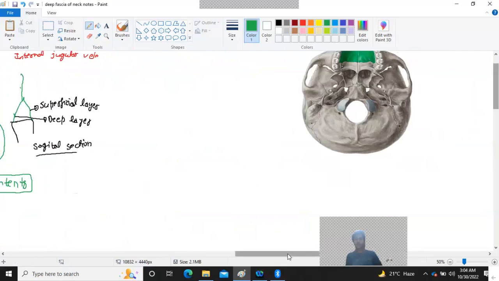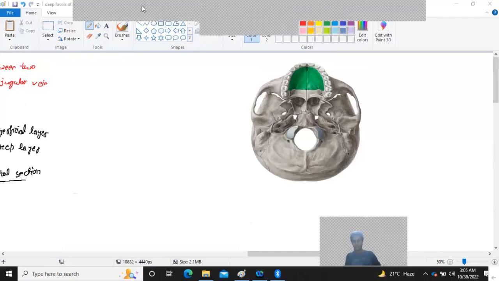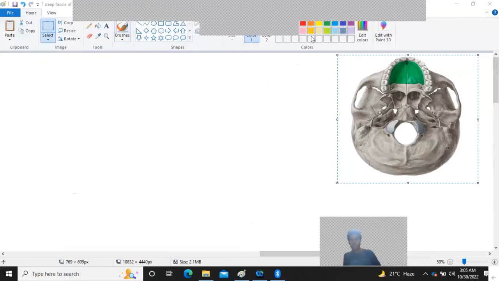So again, the carotid sheath has one upper attachment and one lower attachment. Done. So the carotid sheath, from above, is starting. We know it is related to the carotid artery. So first, the carotid artery starts from which point? The arch of the aorta. So this fascia starts from the arch of the aorta. So first we are starting the carotid sheath.